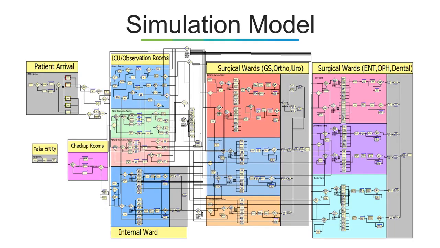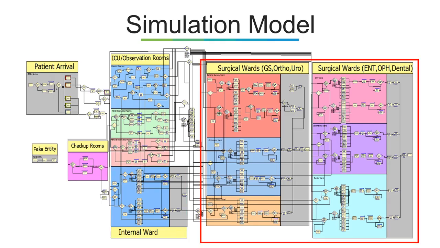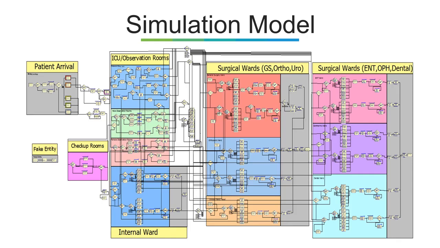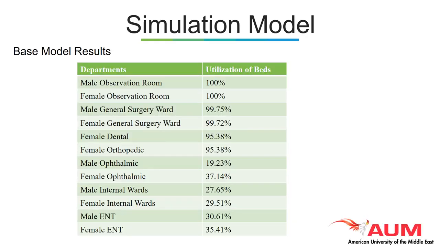So as you can see, this is our simulation model and how it looks. We modeled a simplified version of the hospital, which consists of patient arrivals, checkup rooms, ICU and observation rooms, internal wards, and all 6 types of surgical wards. After modeling the system, we got the base model results.